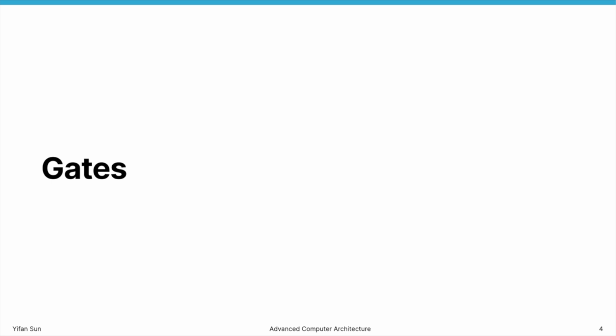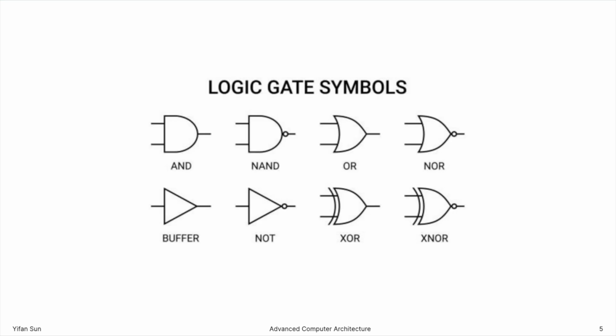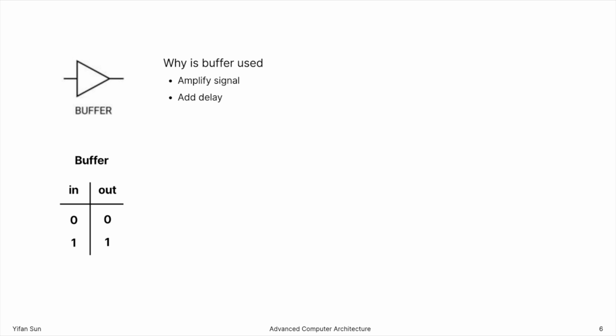The AND gate is round in the front. The OR gate has an angle in the front, right? The three most important gates are AND, OR, and NOT. NOT has a circle there. Then the triangle means basically we don't do anything. There's a buffer here. Buffer basically means X is still X.